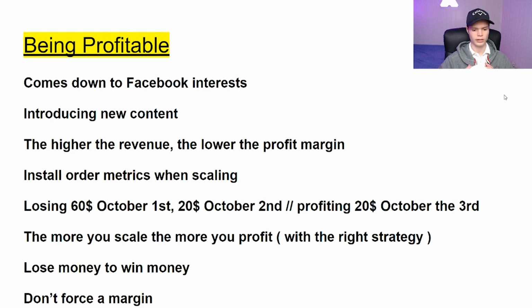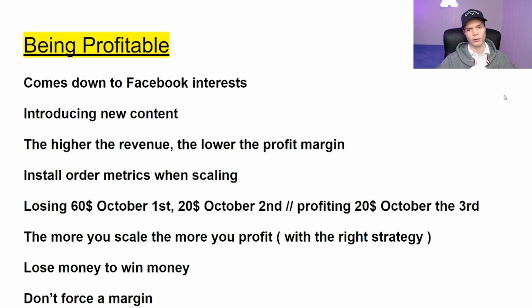Okay, guys, so this is how a testing phase could work, or maybe in early scaling phases. Let's say on October the 1st, it's just an example, you lose $60. October the 2nd, you lose 20, and then October the 3rd, you profit 20. So sometimes you have to be willing to lose some money to gather some data, but then you can be profitable once again. Over 3 days, we went from losing 60 to losing 20 to profiting 20, and that could increase to profiting 100, profiting 200. It can just increase like that.